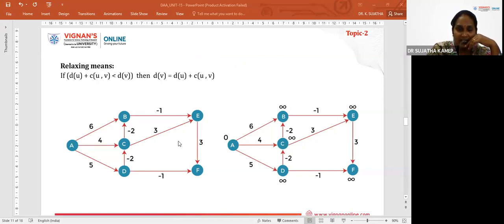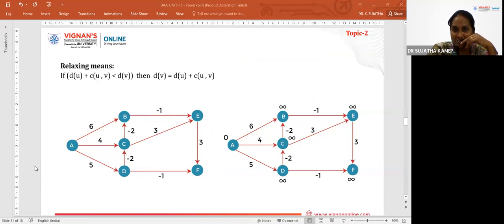Now here we have taken an example which contains 6 vertices. Those 6 vertices are represented as A, B, C, D, E, F. And some edges have negative weights. Now here let us see the weights assigned to each edge.